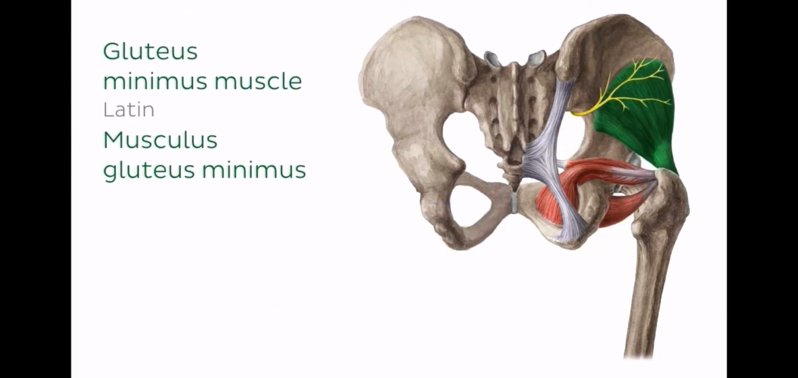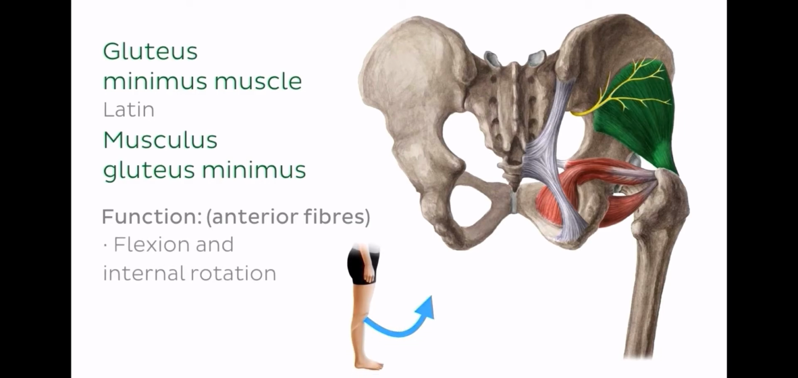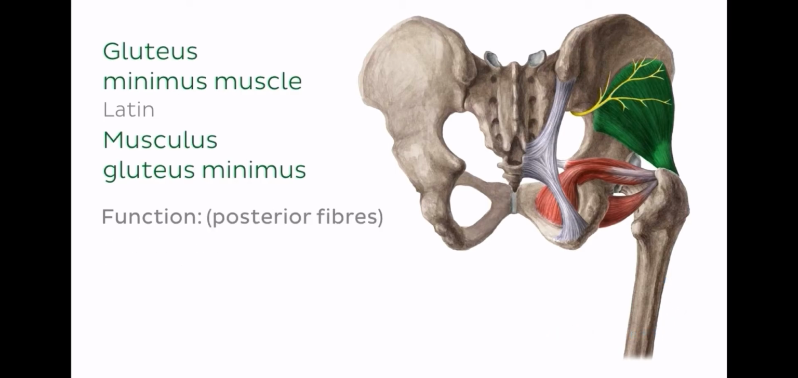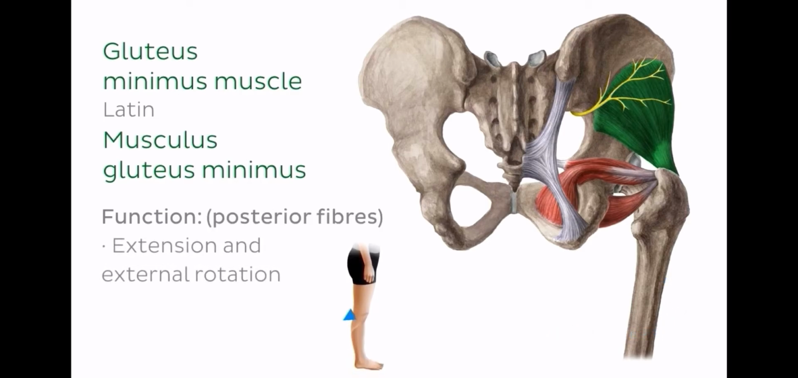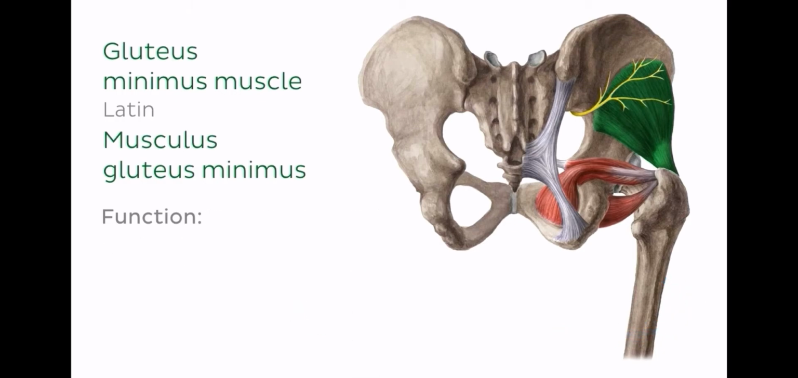The most deeply located and the smallest of the three gluteal muscles is the gluteus minimus muscle, and you can see that highlighted in green on our right. The function of this muscle is similar to that of the gluteus medius muscle in that contraction of the anterior fibers results in flexion and internal rotation, whereas the contraction of the posterior fibers of this muscle results in extension and external rotation. The entire muscle, when it works together, abducts the hip, and it also stabilizes the pelvis in the coronal plane.